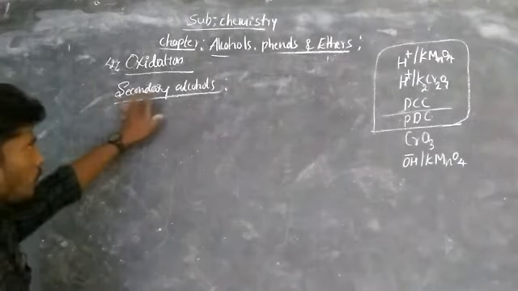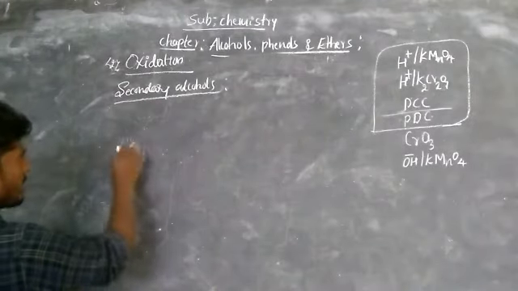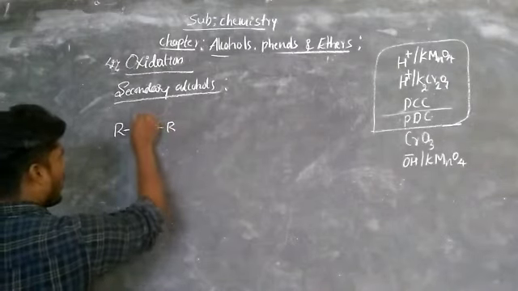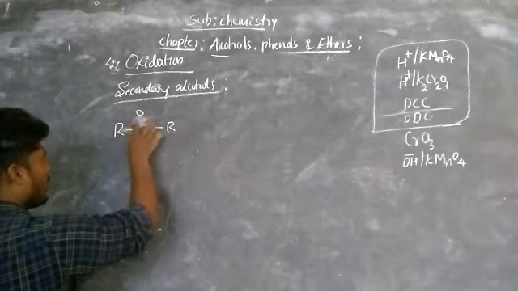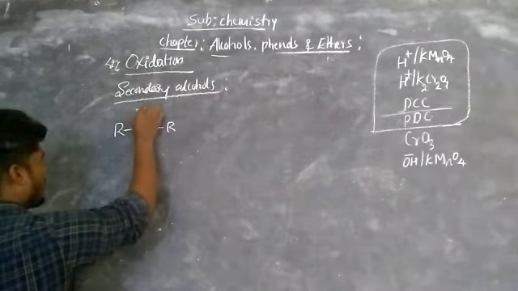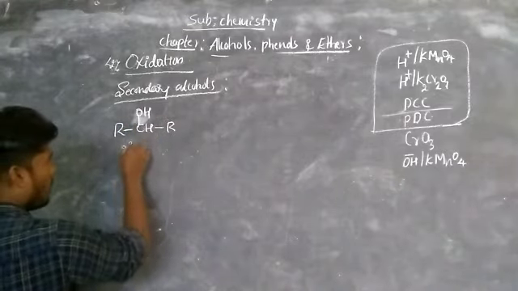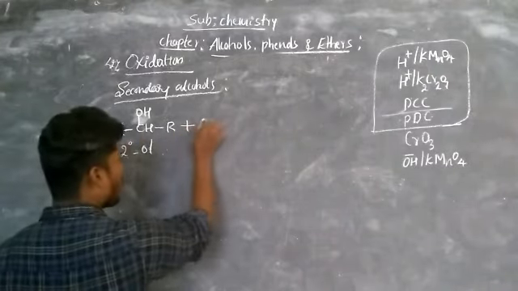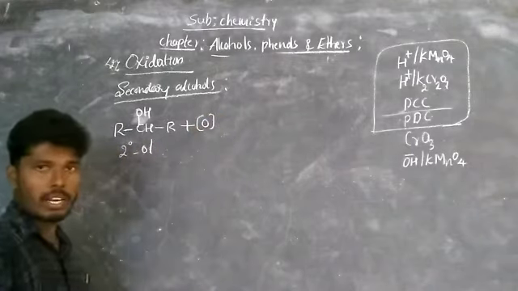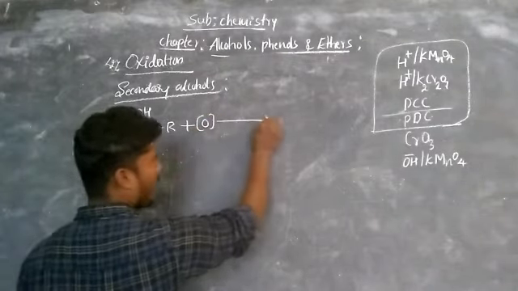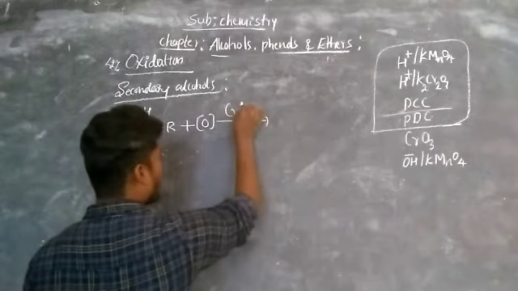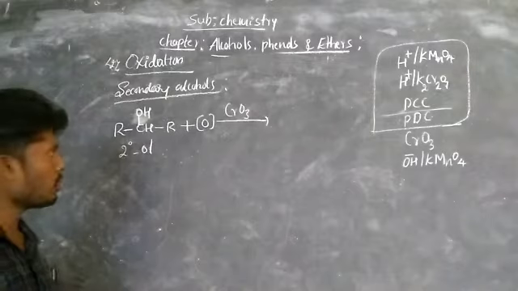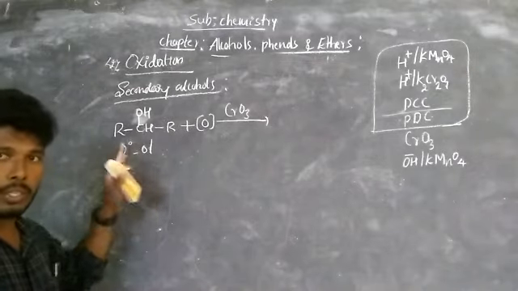The second one, oxidation of secondary alcohol. Take the secondary alcohols like R–CH(OH)–R. This is a secondary alcohol. I am writing the secondary alcohol. The secondary alcohol is oxidizing in presence of chromic oxide, CrO3. Chromic oxide is the best oxidizing agent to oxidize secondary alcohols into ketones.